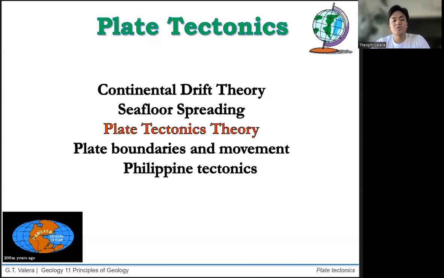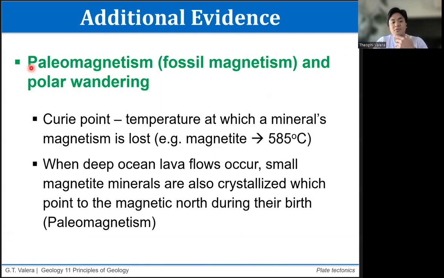Okay, so let's talk about additional evidence from the time of the continental drift theory and seafloor spreading to what we eventually have now, plate tectonics theory. So what were additional evidence that further proved that our lithosphere is actually moving? First evidence was, of course, the paleomagnetism. Paleo means old in geology, so it's old magnetism or fossil magnetism.